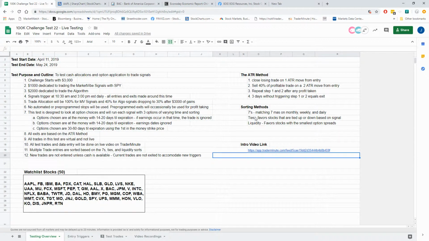We only have room for one trade, so which one do we choose? Well, then we're going to go to step 3, liquidity. And we're going to favor the stock with the smallest option spreads. Now, by option spread, we're talking about the difference between the bid and the ask price, and we're looking for the option that has the smallest difference between the two on a percentage basis, not an absolute basis.